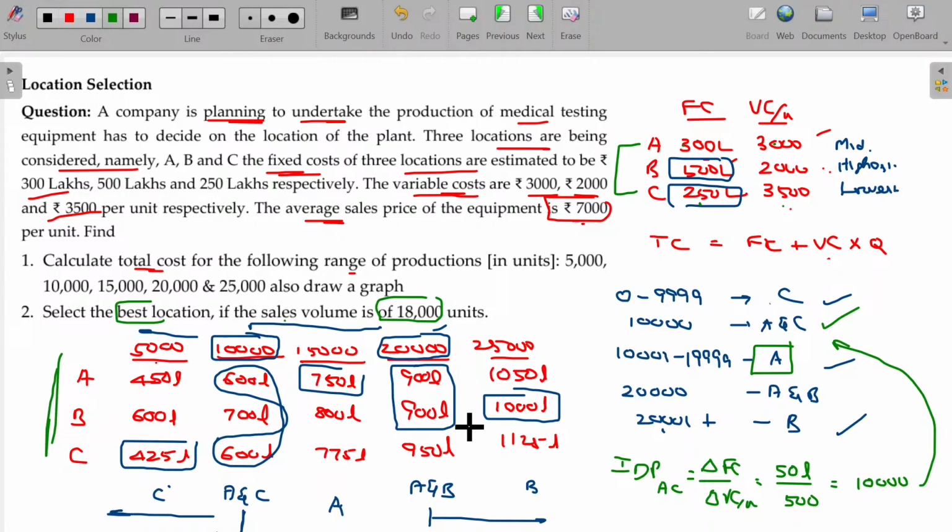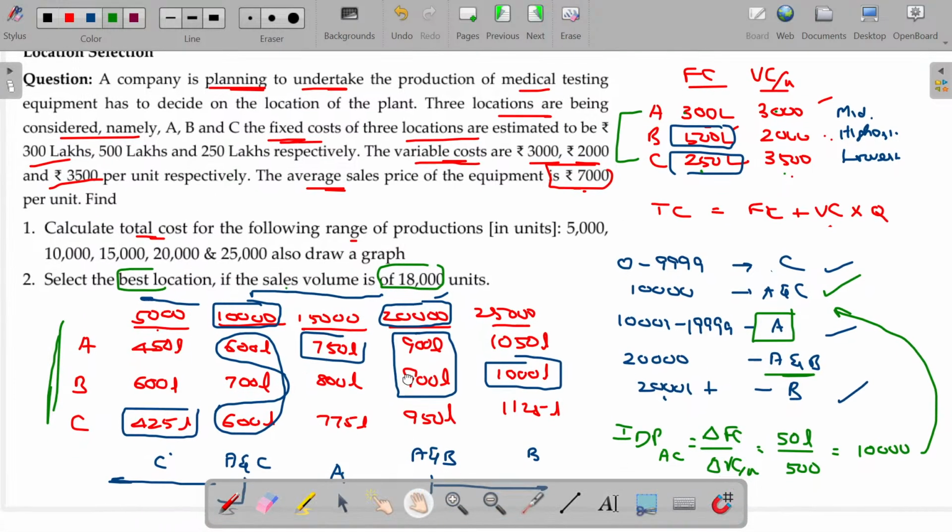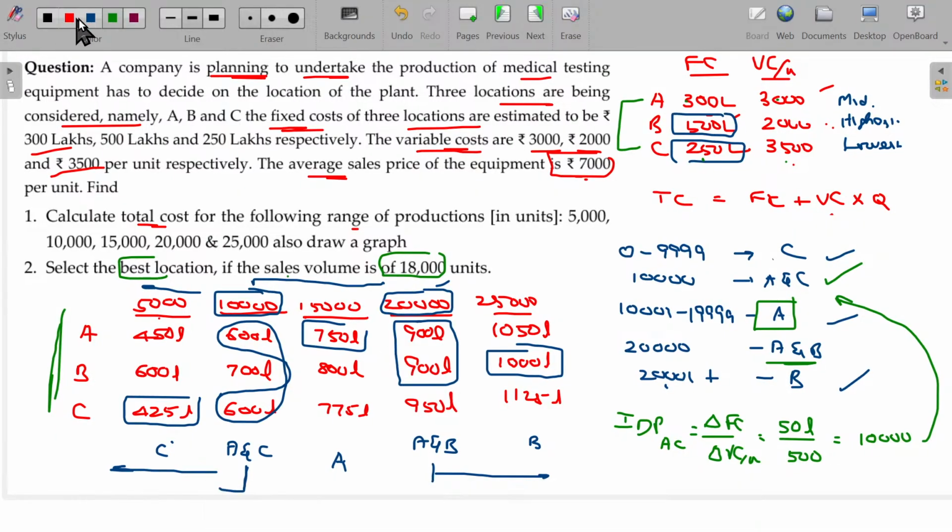Similarly, you can calculate the indifference point between A and B also. You'll get 20,000 being the answer. Okay. Let's try that one. So, indifference point between A and B. The difference between A and B in fixed cost being 300, 500, 200 lakhs in numerator. In denominator, the difference between these two, 1000. Then 20,000 you get.